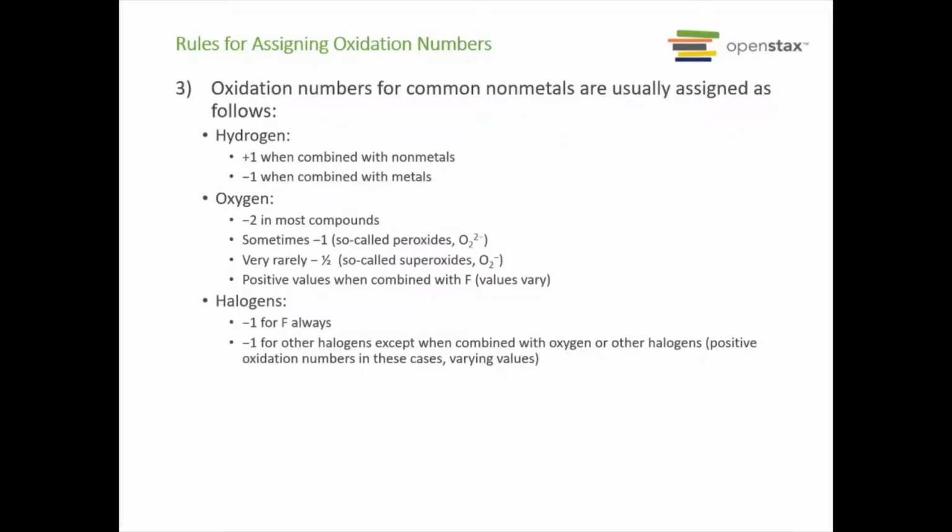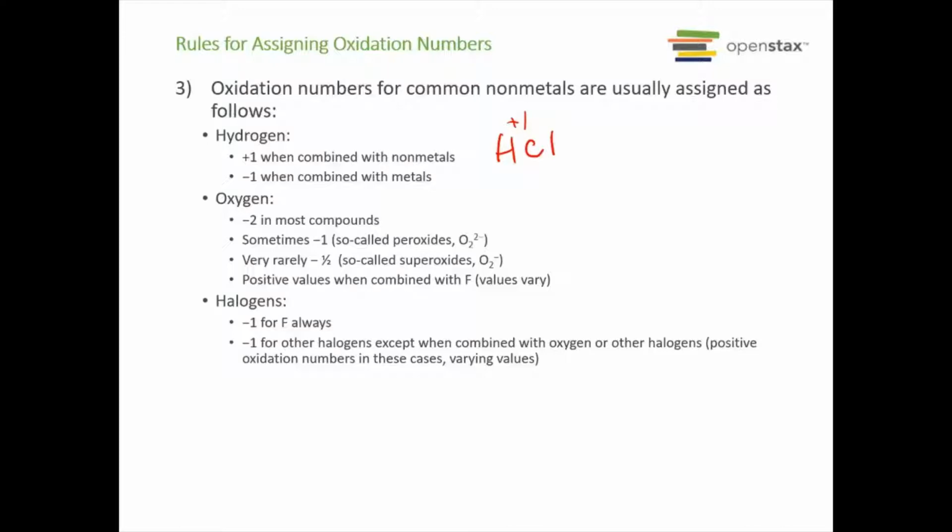Now, there are some common oxidation numbers that you need to be wary of. For instance, hydrogen is +1 when combined with a nonmetal, but when it's combined with a metal, it is -1. So in that example of HCl, it's combined with a nonmetal, so that means it's +1.